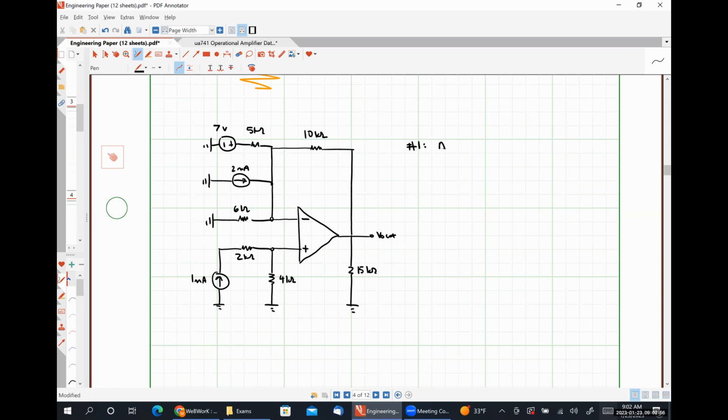So, step number one, apply rule one and find V plus. Okay. So rule one says that this current is 0 amps, and this current is 0 amps. So what's this voltage V plus going to be?